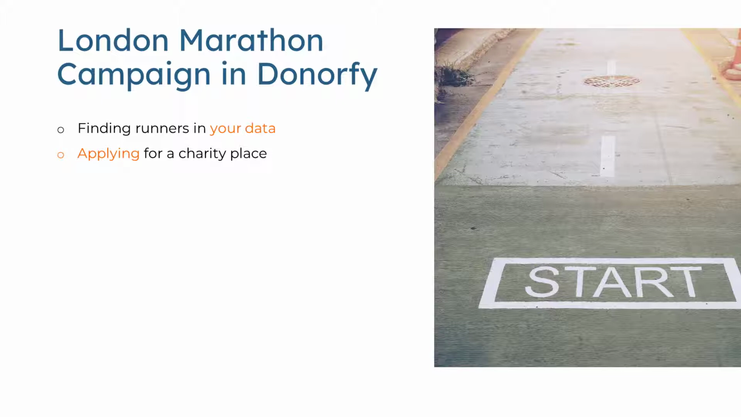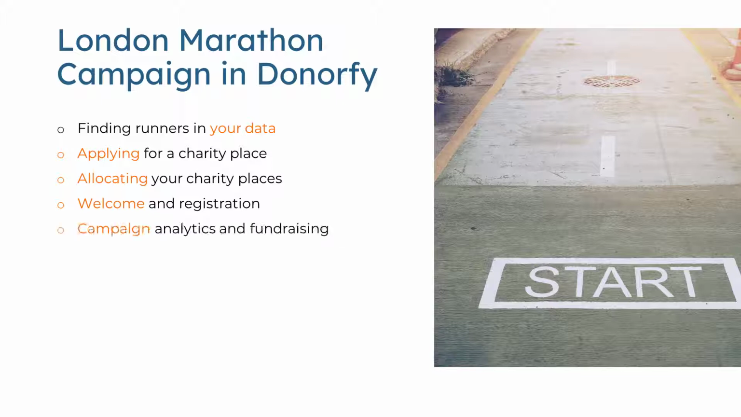Once people have applied, we'll be looking at a mechanism for recognising that application and if you give them a place or not. Once somebody has a place, how you welcome them with an initial email and how you get them to register and pay a registration fee. We'll then jump across to campaign analytics and fundraising and how you can link up Just Giving campaigns to Donorfy campaigns. It may also be that you get sponsorship directly from supporters and they don't go the Just Giving or Virgin Money Giving route, so how you might facilitate that.